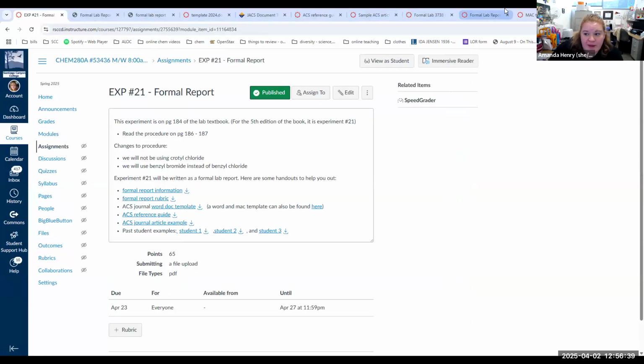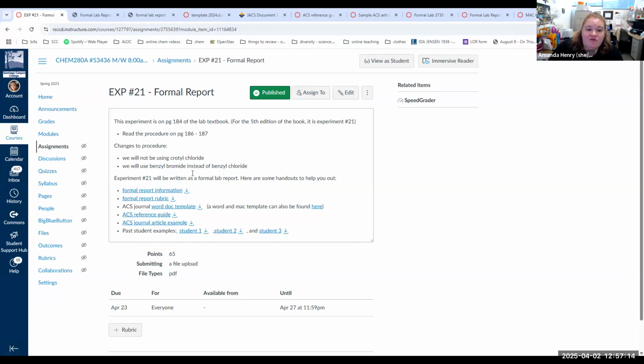If you can see at the top of my page already, I have all of these links pre-opened. On here, I have a formal report information page and rubric. That's what we're going to spend the most time going over. Then this is a template to use, and a link here with the same thing. I'll explain that. A reference guide, which is how to write your citations or your references, and then some samples: one from the American Chemical Society, and three from some past students.